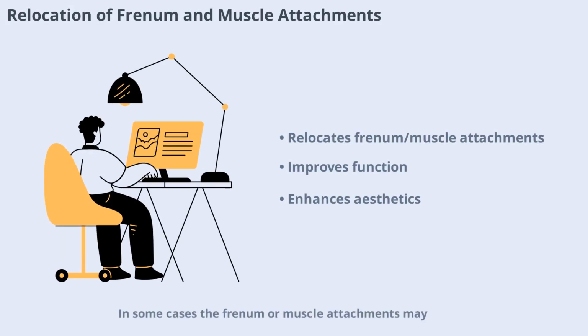In some cases, the frenum or muscle attachments may interfere with oral function or aesthetics. Gingivectomy, particularly with electrosurgical techniques, can be used to relocate these attachments, improving both function and appearance. Loop electrodes are commonly used for this purpose.